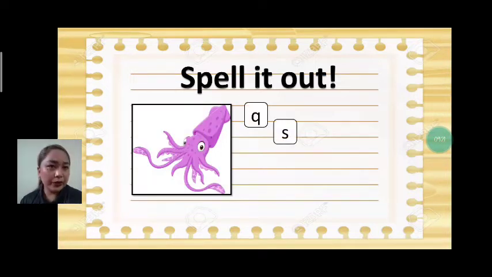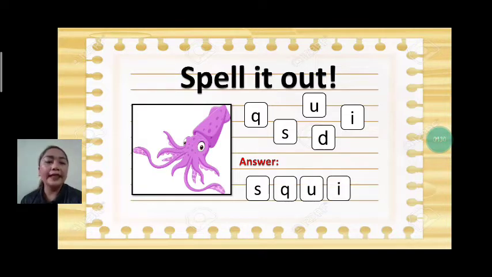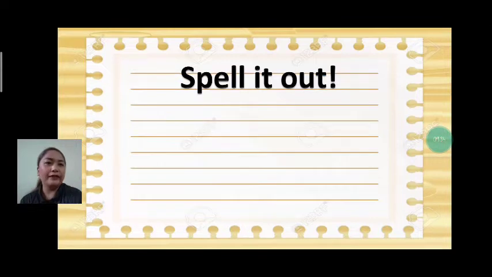The letters are Q, S, U, I, N, D. What sea animal is it? Let's spell it out. S, Q-U-I-D. What sea animal is it? It's a squid. Very good. Next.